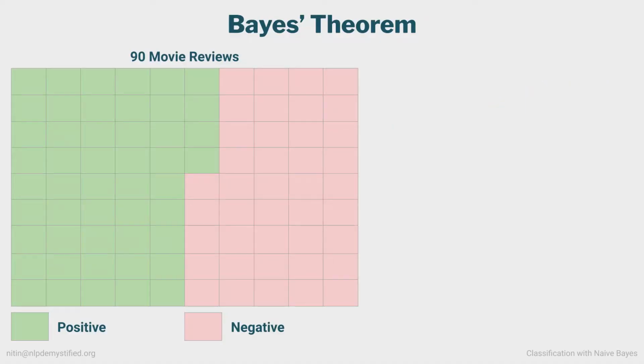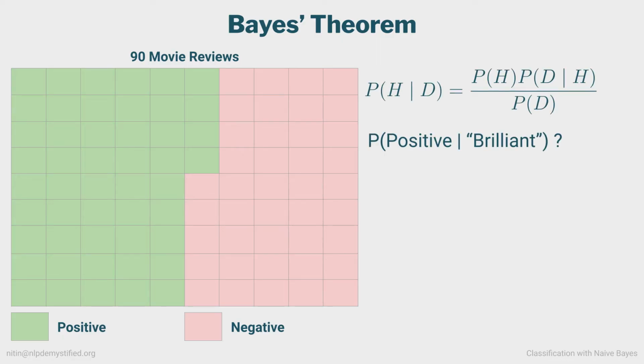Let's work through a text classification example using Bayes' theorem and use a spatial representation to further illustrate how it works. Let's say you have a corpus of 90 movie reviews. Each square here represents a single review. Further, these reviews are labeled either positive or negative. Using Bayes' theorem, we want to find out the probability of a movie review being positive given it contains the word brilliant.